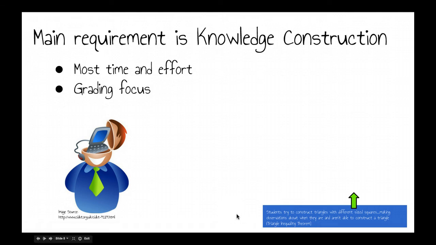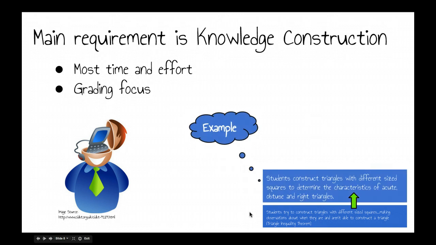So if we took our initial example where students are exploring and looking at which side lengths make a triangle or form a triangle and which side lengths do not, we can extend that activity and bump it up by also asking them to construct triangles with different sized squares to determine the characteristics of acute, obtuse, and right triangles. So, for example, and this isn't on a piece of paper that's provided to them, but asking the question a lot in your class, what do you notice?